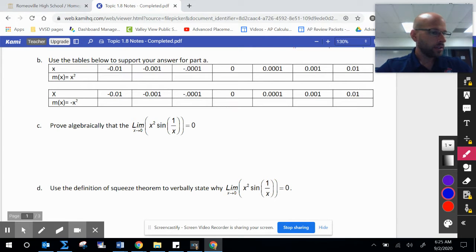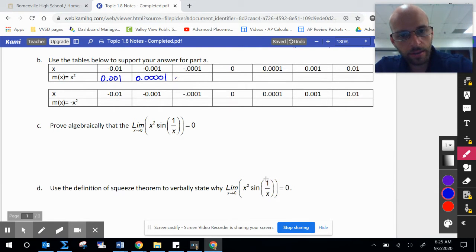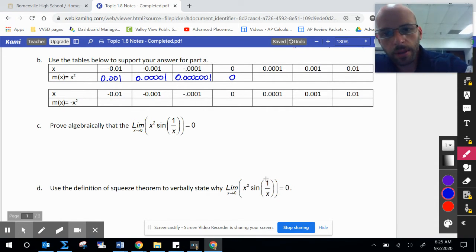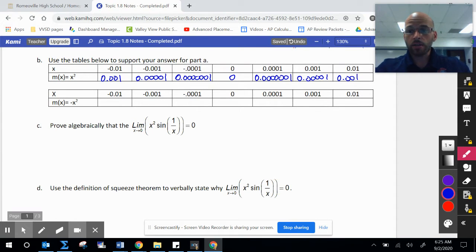So for x squared, if I plug in negative 0.1, I get 0.01. Then I get 0.001, then 0.0001, and if you plug 0 into x squared, you get 0. This will be symmetric, so if I do the same calculation on the other side, you'll get the same values, which is kind of convenient. Using our previous topic of evaluating limits using table of values, we know that x squared from the left and the right is going to get closer and closer to the value of 0.